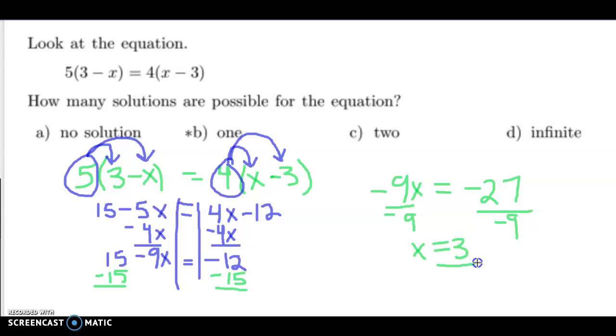But the question asks me, how many solutions do I have? Well, you just found your solution. The only value that will work in this situation is 3, so there's only one solution.